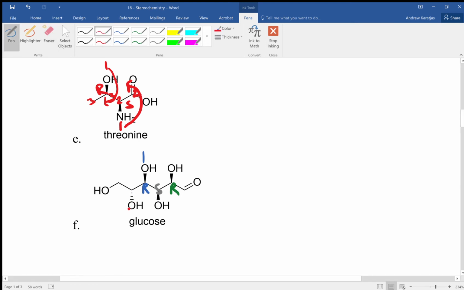And our last center, oxygen is highest priority. To the left, we have a carbon bonded to an alcohol. On the right, we have a carbon bonded to an alcohol and another carbon. That'll make that higher priority. So that's counterclockwise, but the low priority group, the hydrogen, points forward. So we take the opposite, which is S.